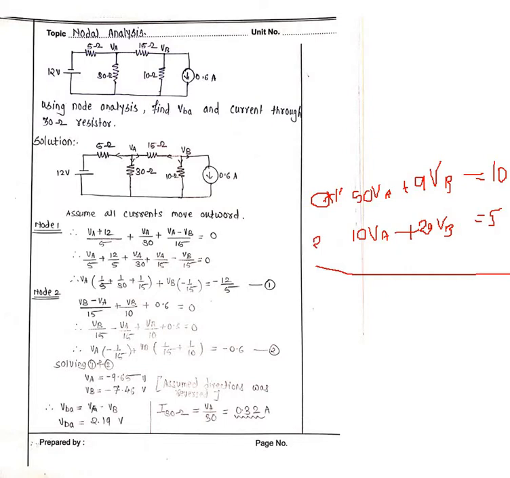Then the second equation, I am going to multiply with 5. Just opposite. So here a 5 is there, then here a 10 is there. Just opposite I am going to multiply. So if I multiply, what will I get? 50 I will get. So 50. Then I am going to change this sign on the bottom.